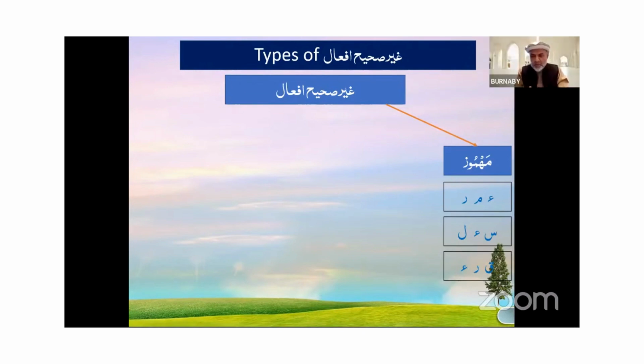So it is basically very simple, and it's a very interesting topic. And next time when you read the Quran, you will see the frequency of the unsound verbs in the Quran is very, very high. It is everywhere. Everywhere you go, you will find these verbs.